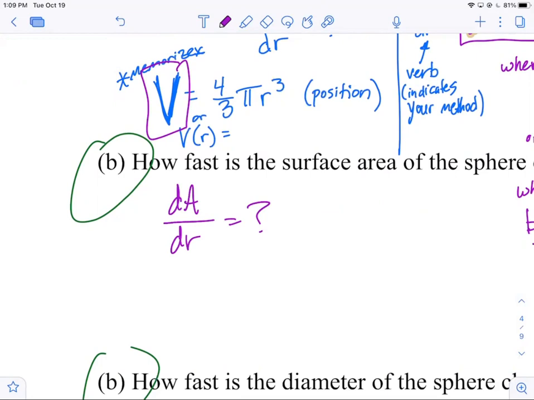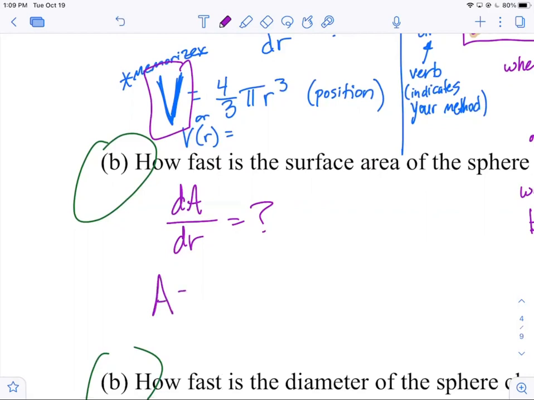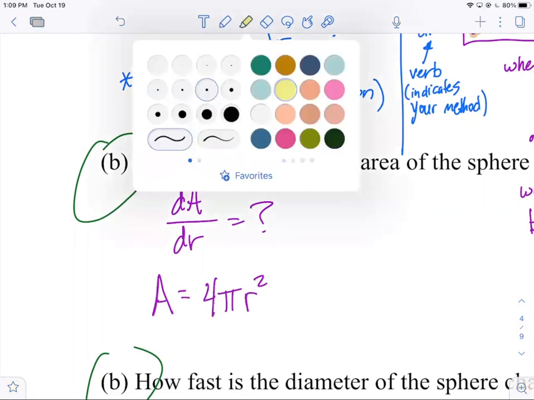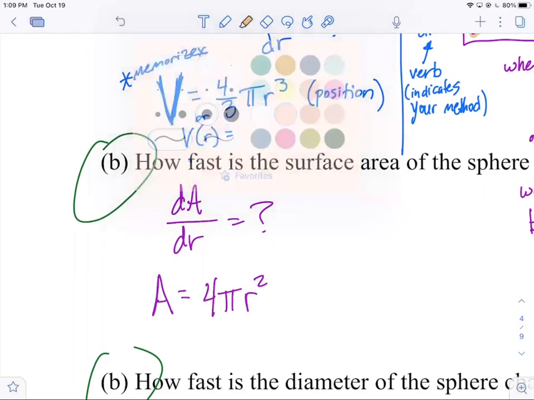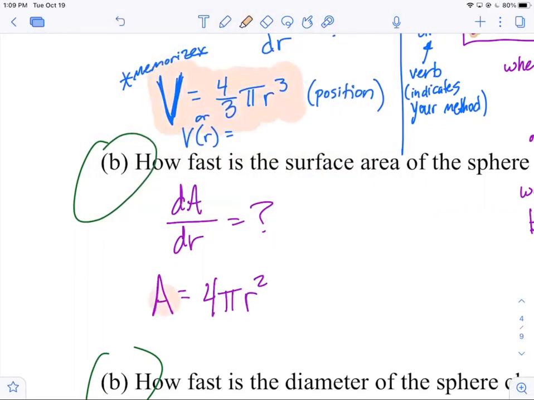Before we can find the derivative, we need the position equation. Well, we already know what that is, right? The surface area of a sphere is 4 pi r squared. So that's another equation that you need to memorize. Let me see, I'll do the peach, right? So we got the volume up here, and then we got the surface area. But remember, the area is just the derivative of the volume.